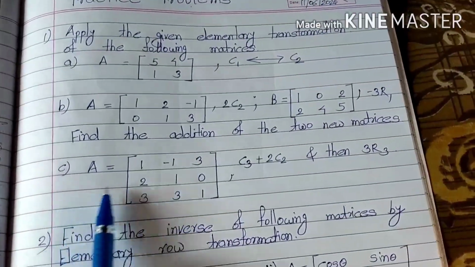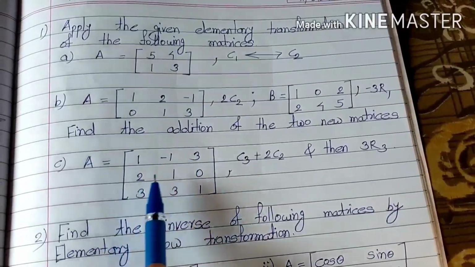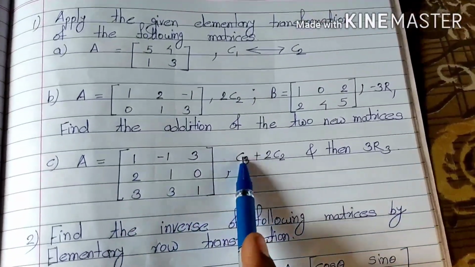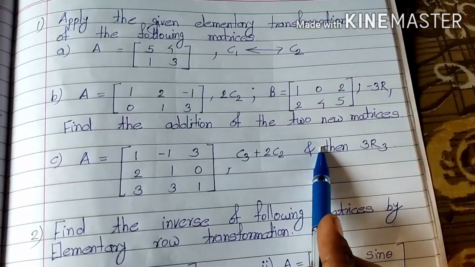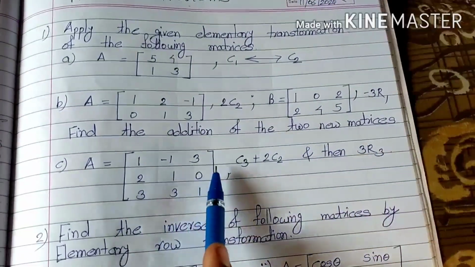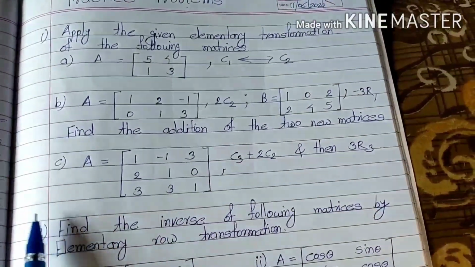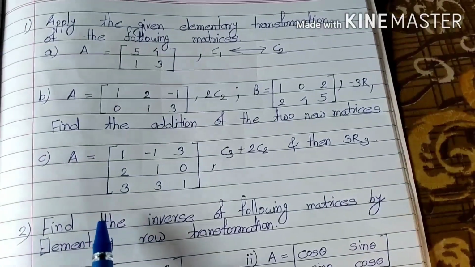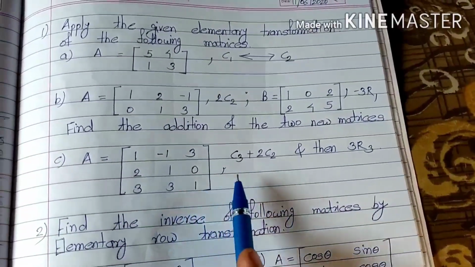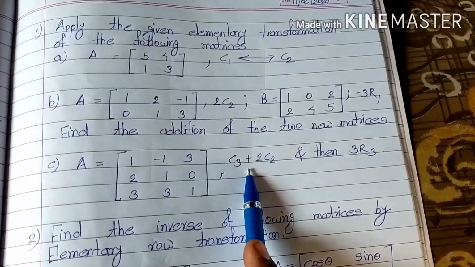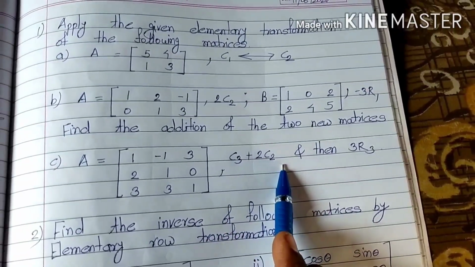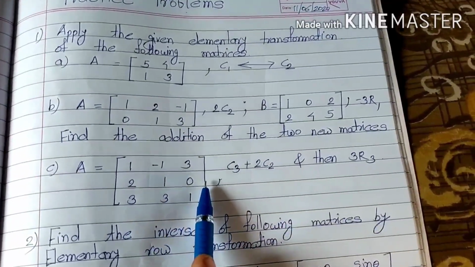Third, A is equal to 1 minus 3 2 1 0 3 3 1 and the operation is C3 plus 2C2 and then 3R3. I already showed that in a previous example, but there is a small change. First 3R3 and then C3 plus 2C2, but the answer will be the same.